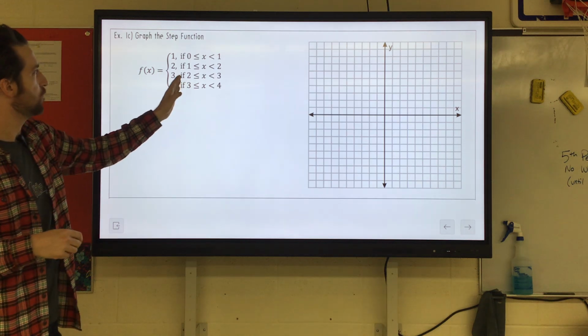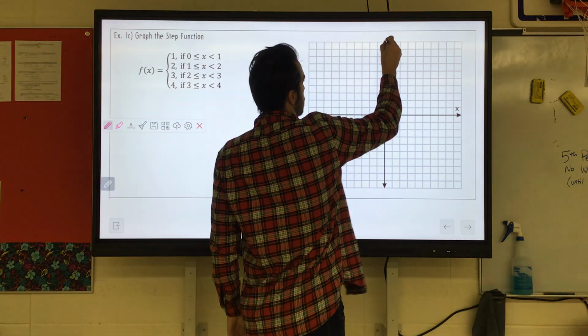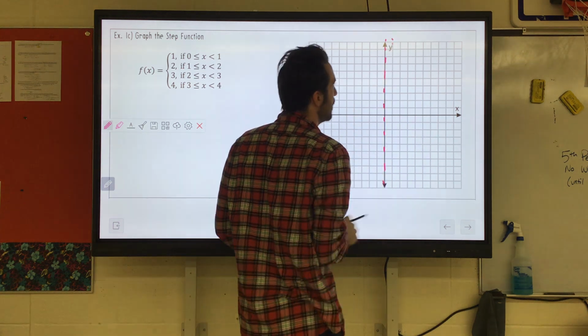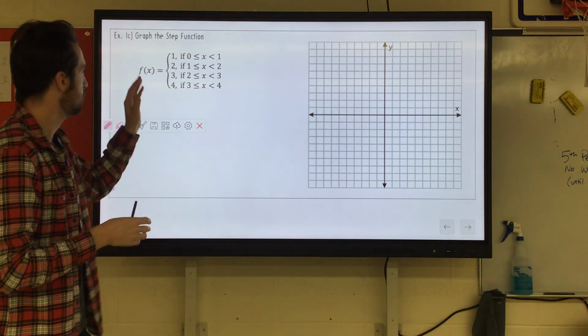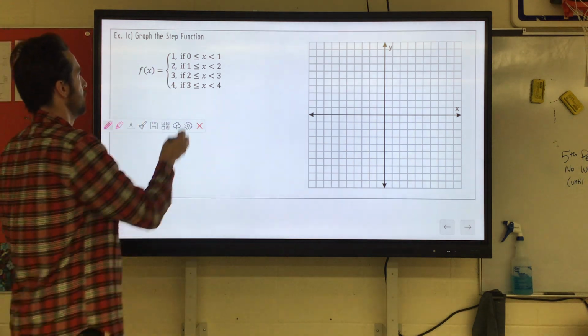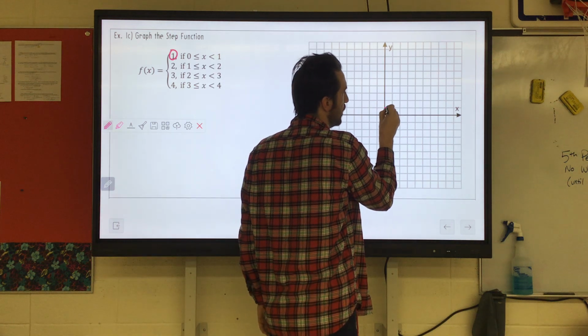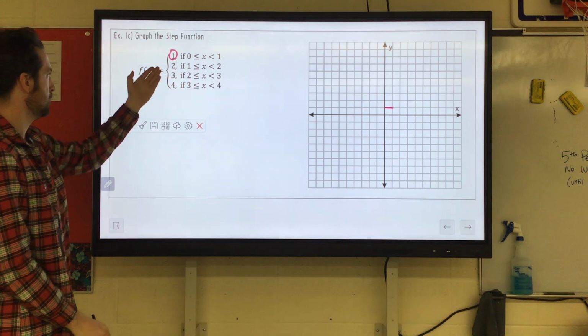So we're going from 0 to 1, 1 to 2, 2 to 3, 3 to 4. You know what? I'm not even going to draw the invisible lines here. They're all just one after another. So from 0 to 1, we're going to be at 1. 0 to 1 would just be right there. Then from 1 to 2, we're going to 2.